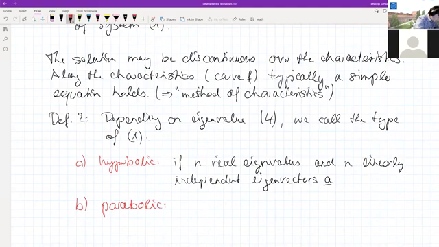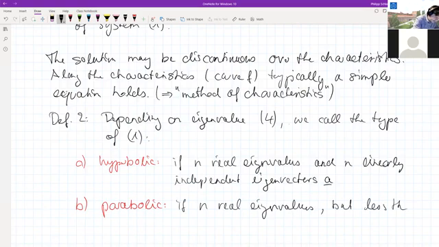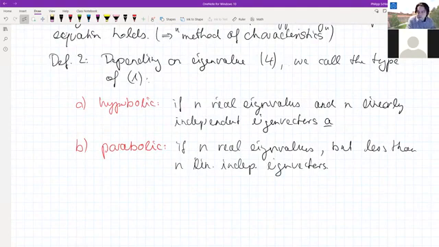The second type that we would like to look at is parabolic, and that is if we have n real eigenvalues, but less than n linearly independent eigenvectors. So if you have some eigenvectors that are the same or linearly dependent, then we are not talking about a hyperbolic, but rather a parabolic problem. But yet all the eigenvalues are still real.